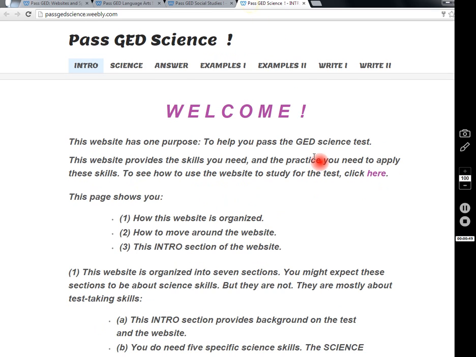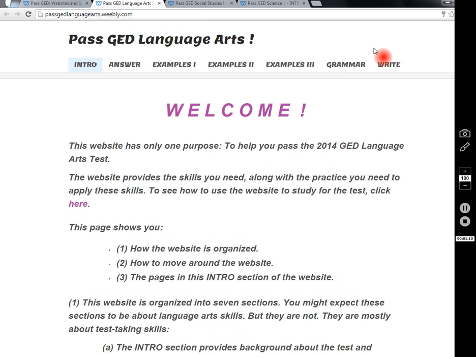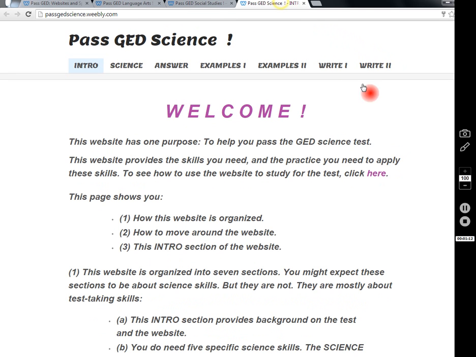Okay, so now we're looking at the GED Science website, and you can see that there are two sections labeled Write 1 and Write 2. That's because there are two writing questions on the science test. If you go to the Social Studies website, there's one Write 1 section because there's one writing question, and Language Arts, the same thing, one Write section because there's only one writing question.